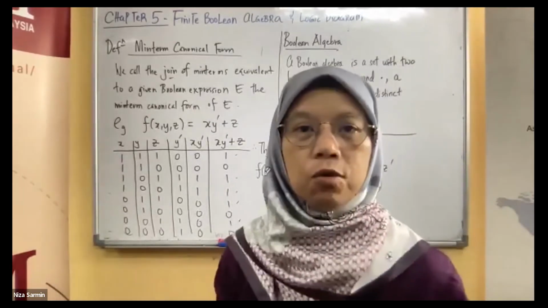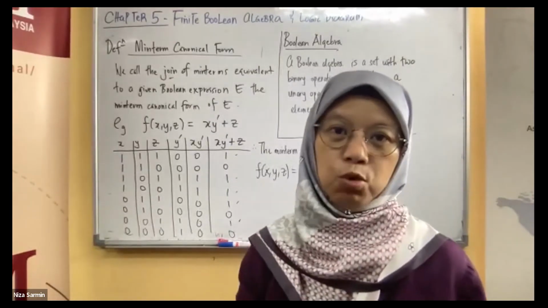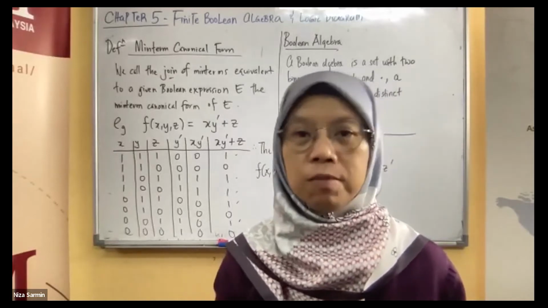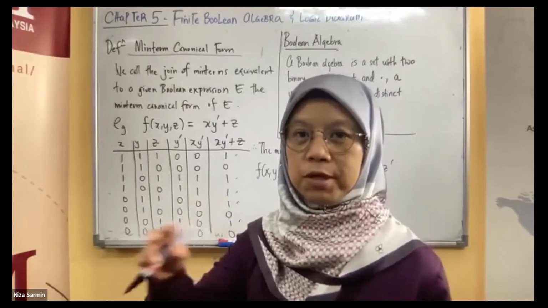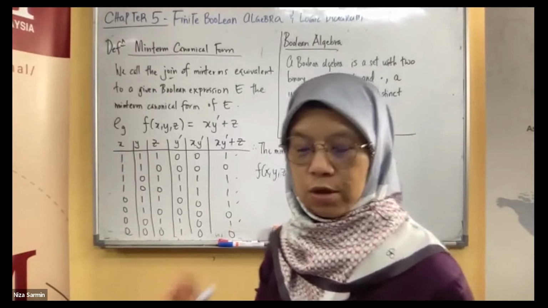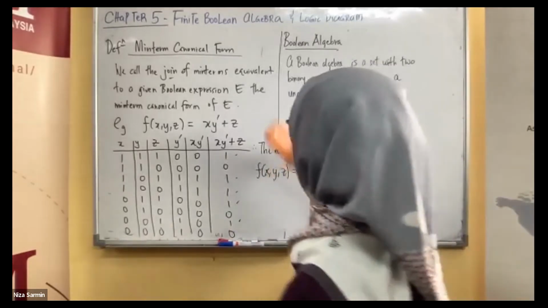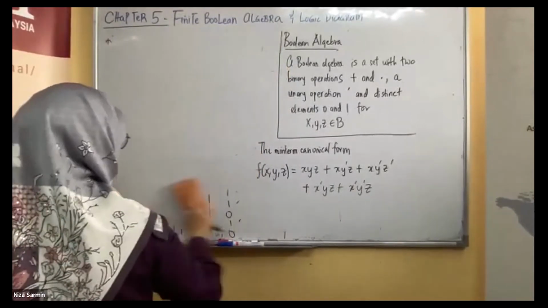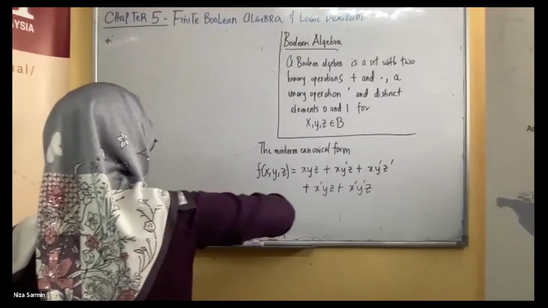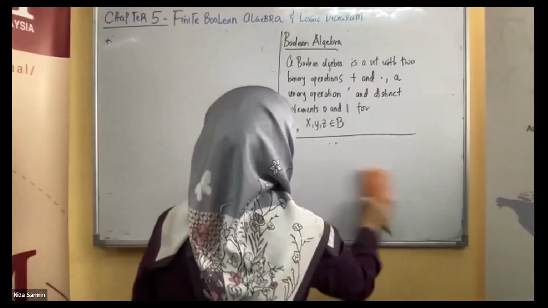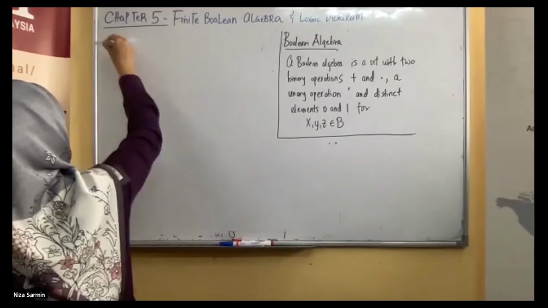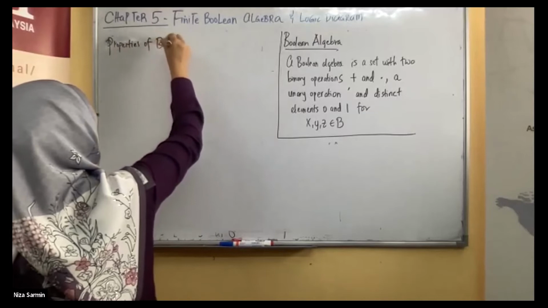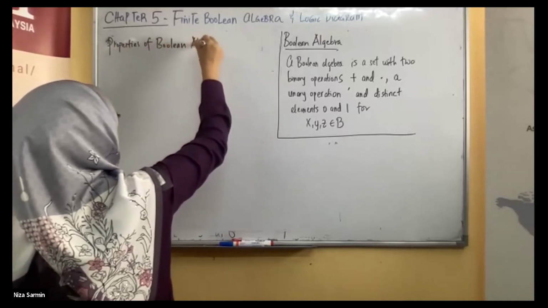Okay. Now, look at the properties of this Boolean algebra. This is very important because later you have to prove that something are equivalent. You can derive from one expression to another, and you have to know these properties. Properties of Boolean algebra.